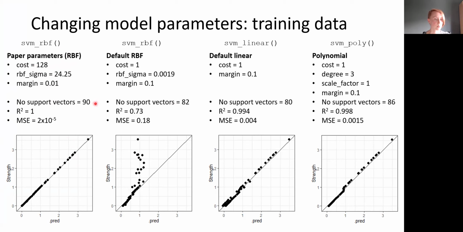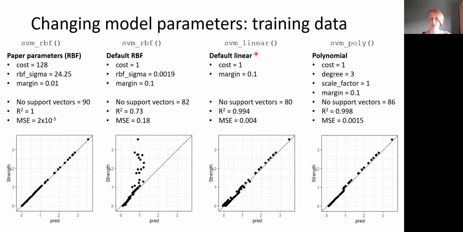You can see the number of support vectors on this was 90. And it really overfit our training data. It's pretty much perfect correlation between them. Just changing some of the parameters here to the sort of defaults in the RBF, you can see we now don't fit our training data so well. We have fewer support vectors.